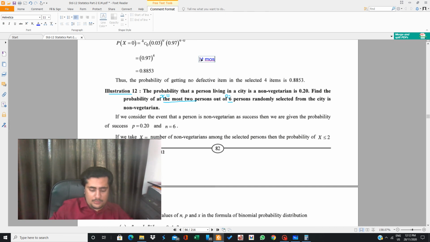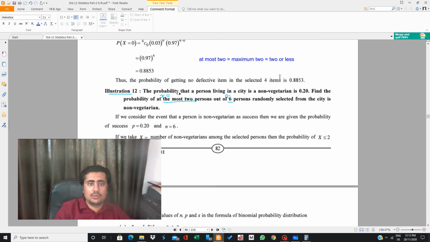See, at most 2 means maximum 2. Maximum 2 means 2 or less. Just try to understand it. You don't have to mug up the things. At most 2, that is maximum 2. What does maximum 2 mean? It should not be greater than 2. In short, if the digit is not greater than 2, 2 or less than 2 will work.